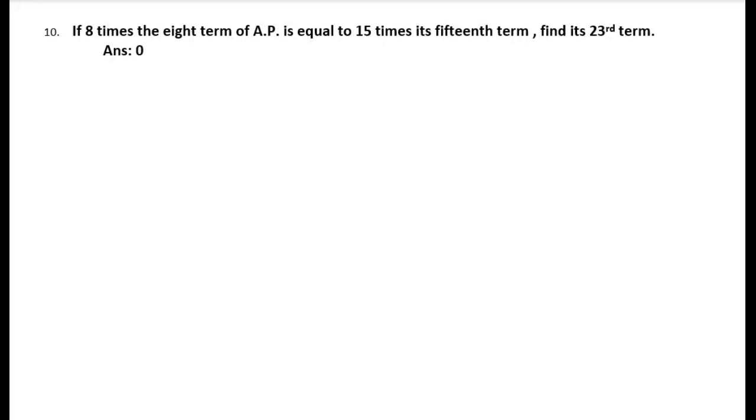So if 8 times the eighth term of an AP is equal to 15 times its 15th term, find the 23rd term. They are saying that 8 times the 8th term is equal to 15 times its 15th term. We have to find the 23rd term. Okay, so how to write this?